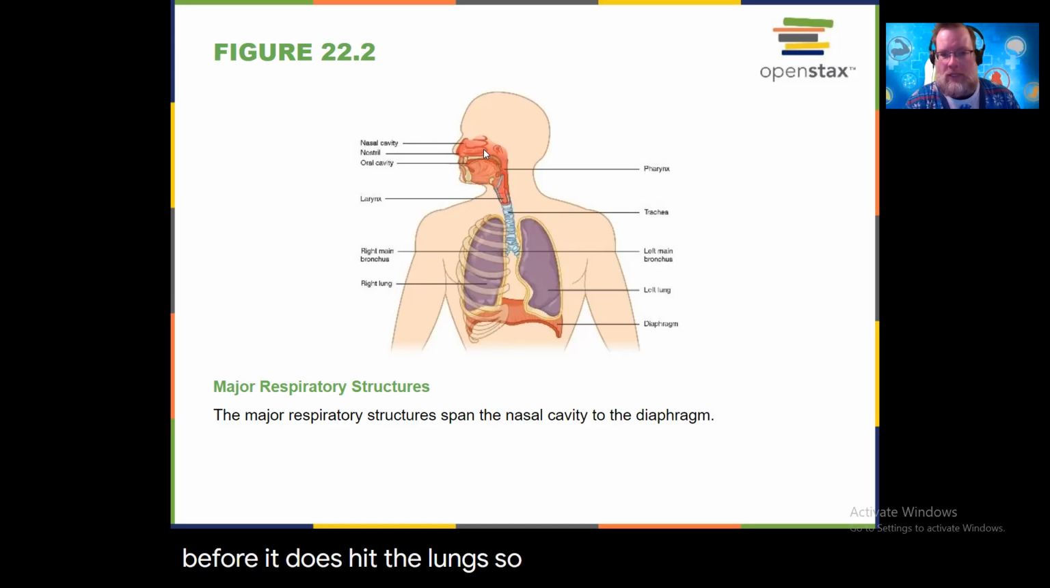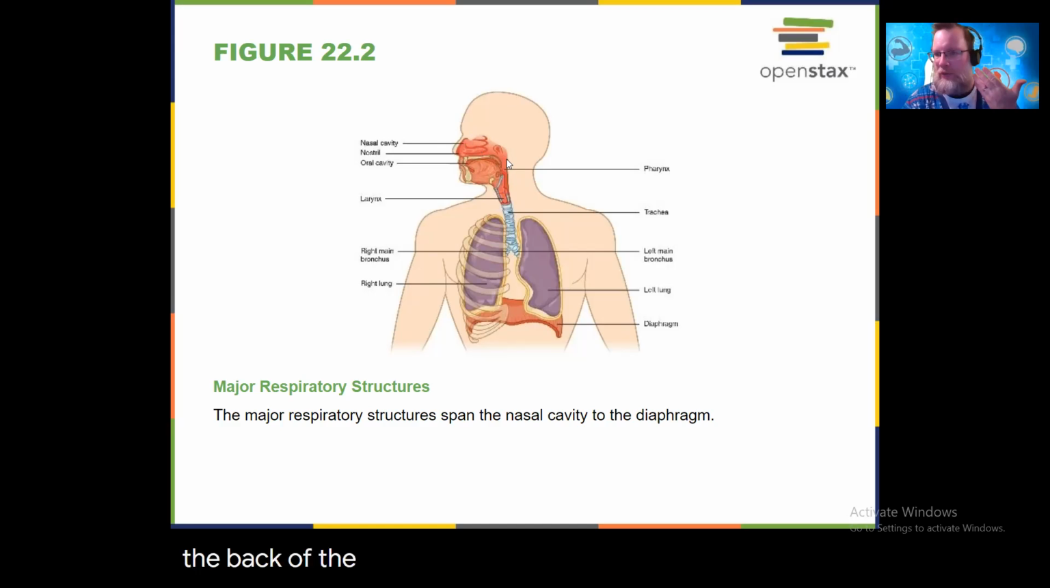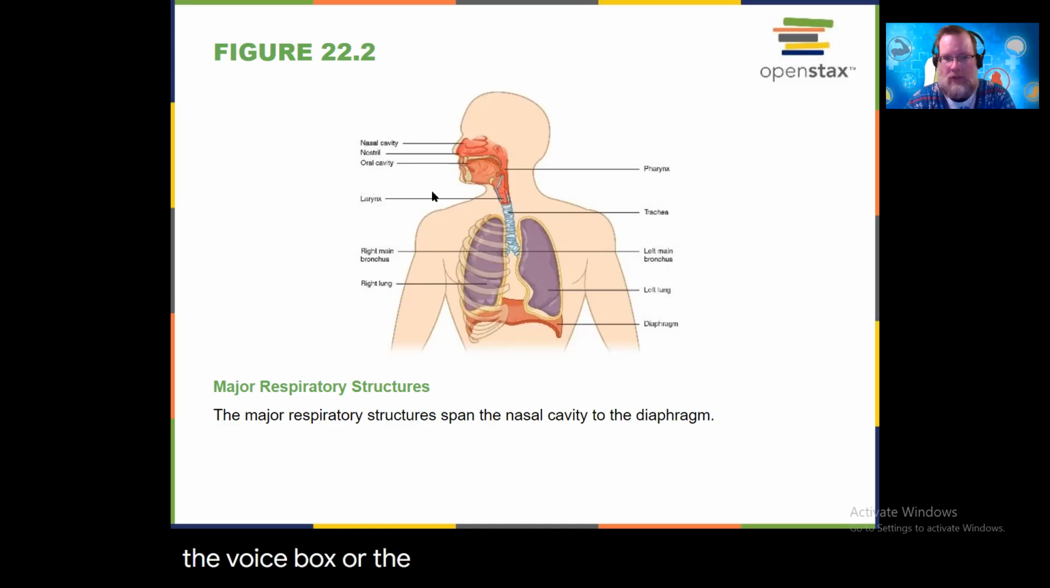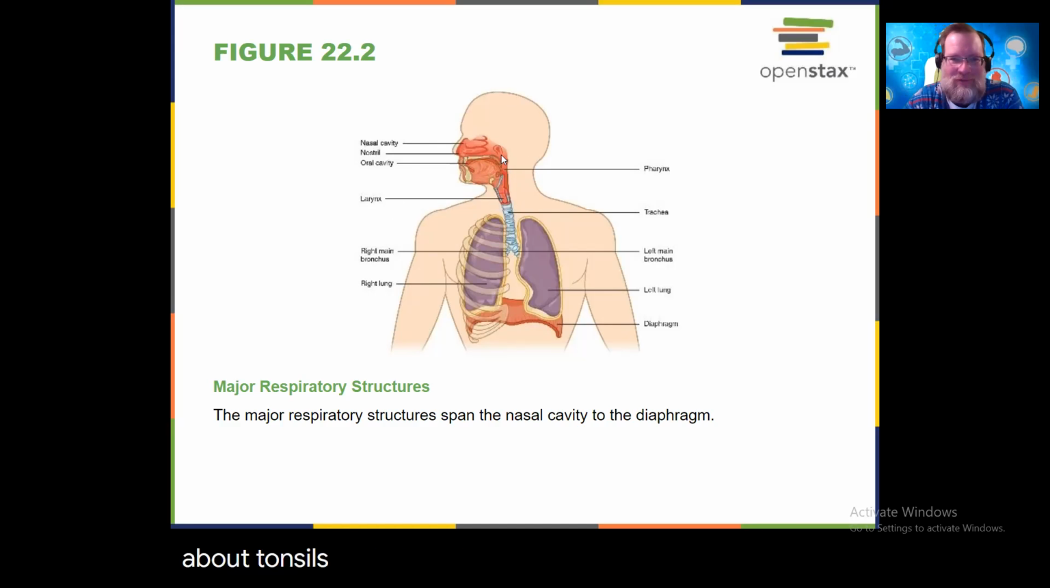So we'll look at the nasal cavity and some of its specialized features. We'll also look at the back of the mouth area. We call that the pharyngeal region or the pharynx. So we'll look at the pharynx, and then the voice box or the vocal area we call the larynx. So we'll look at those in a little more detail coming up. We'll talk about tonsils briefly again. We'll talk about those eustachian tubes briefly again as well.